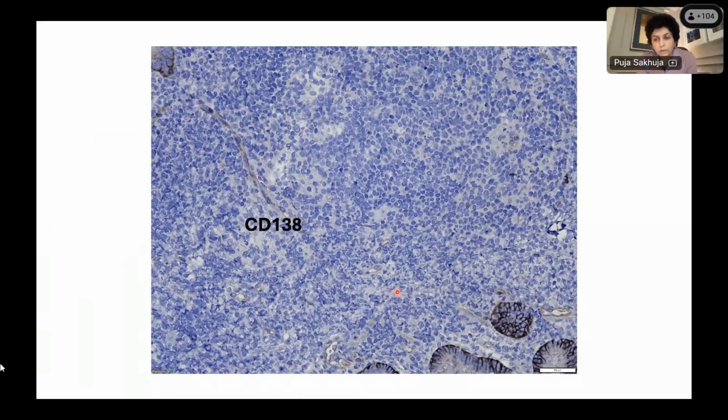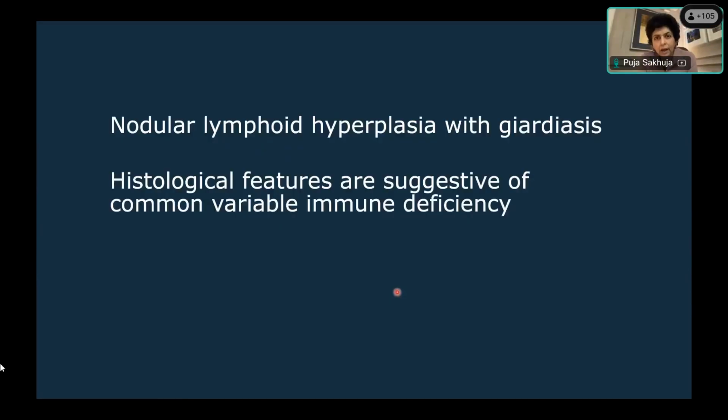So what diagnosis can we make? An immune profile has to be done for the patient. You are right. What we said in the report was that this is nodular lymphoid hyperplasia with giardiasis, and the histological features are suggestive of a common variable immune deficiency, in which case plasma cells are often absent. However, this has to be confirmed by the immune profile of the patient. But this is very suggestive of common variable immune deficiency disorder.